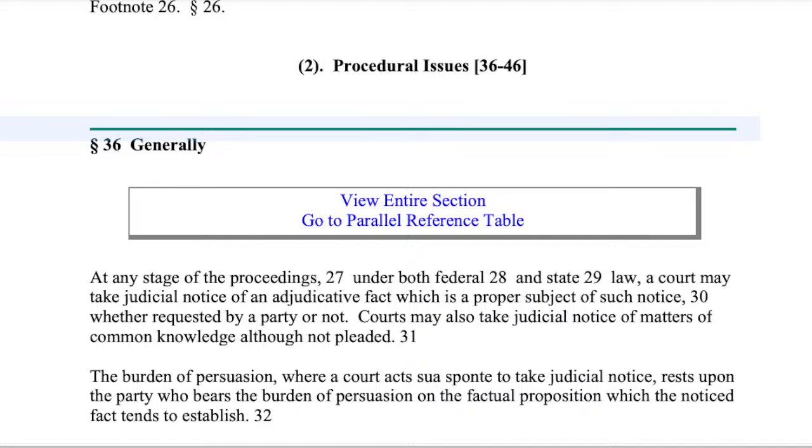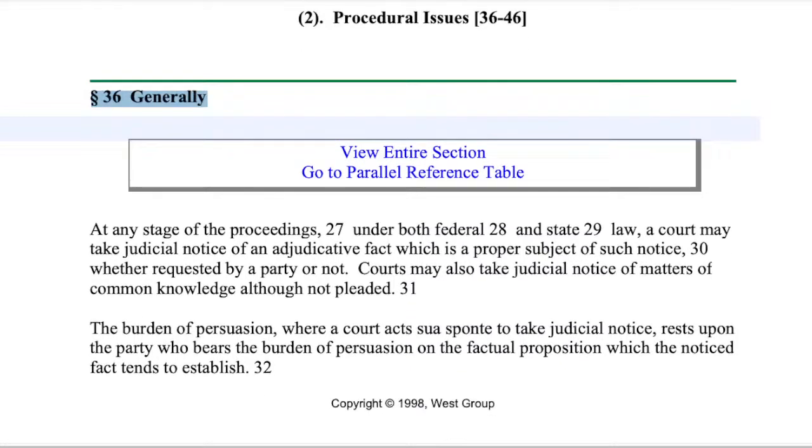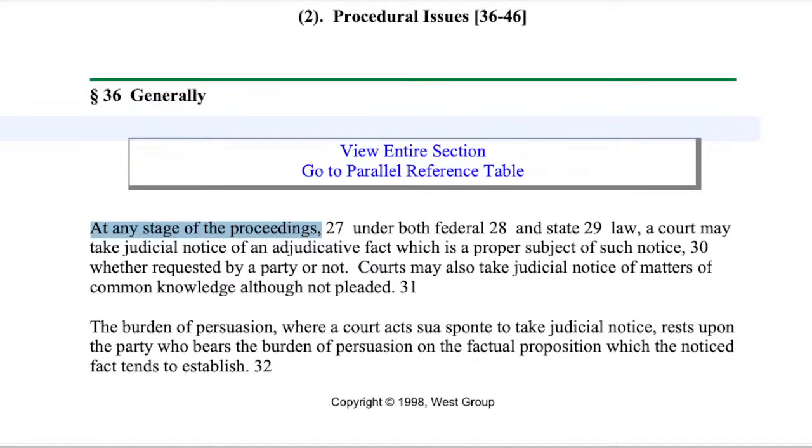So as we said here, we're on to the second section of the chapter on judicial notice, and we're on section 36, generally. At any stage of the proceedings under both federal and state law, a court may take judicial notice of an adjudicative fact, which is a proper subject of such notice, whether requested by a party or not.